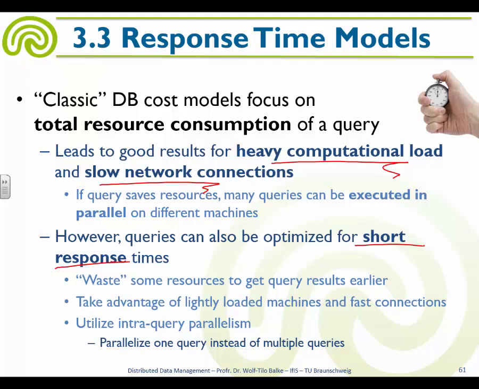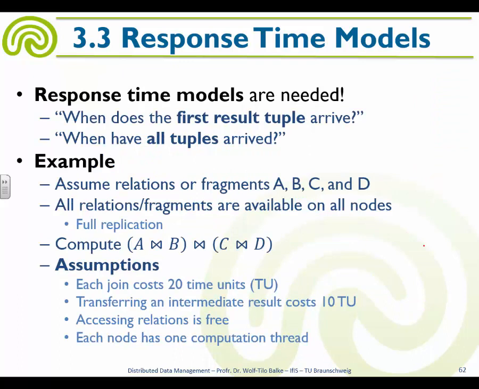Instead of parallelizing each query, so the concurrent queries on different nodes, executing them on different nodes, it might be more beneficial to parallelize parts of each query on different nodes rather than different queries on different nodes, right? To gain parallelism and to do fragmented joins in parallel, for example. And for this, you need so-called response time models.